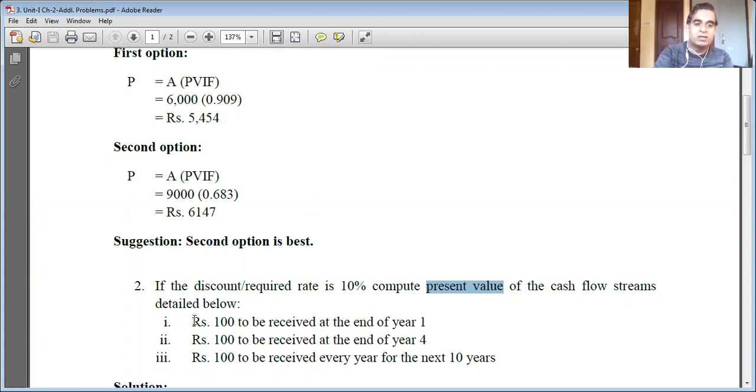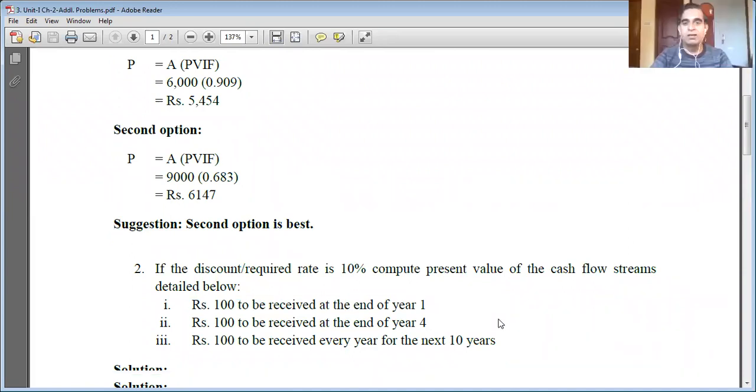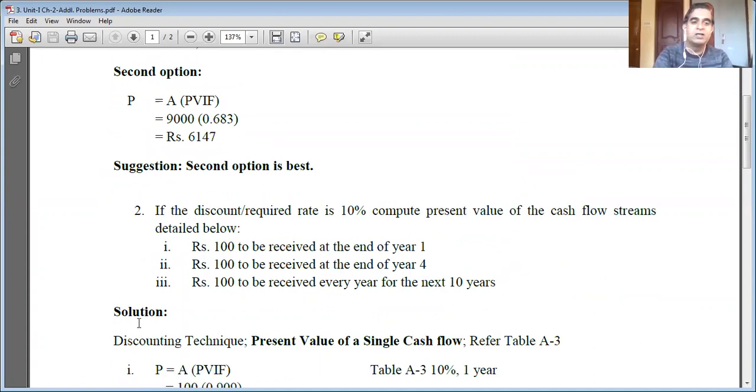So first is 100 rupees to be received at the end of year 1. Definitely. So what is this case? Single cash flow, annuity, or perpetuity? Single cash flow. Yes, very good. Okay, single cash flow. So we need to apply the discounting technique because they have already asked us to find out the present value.